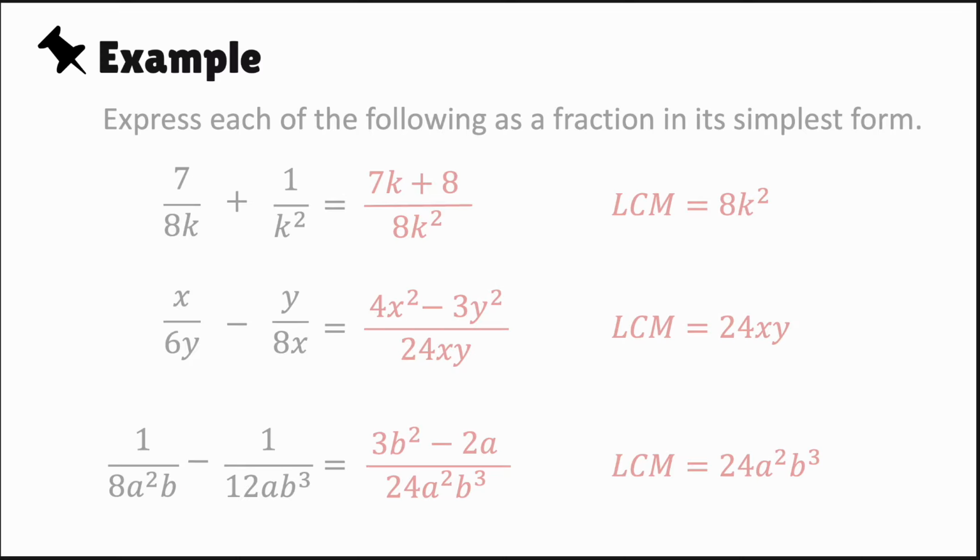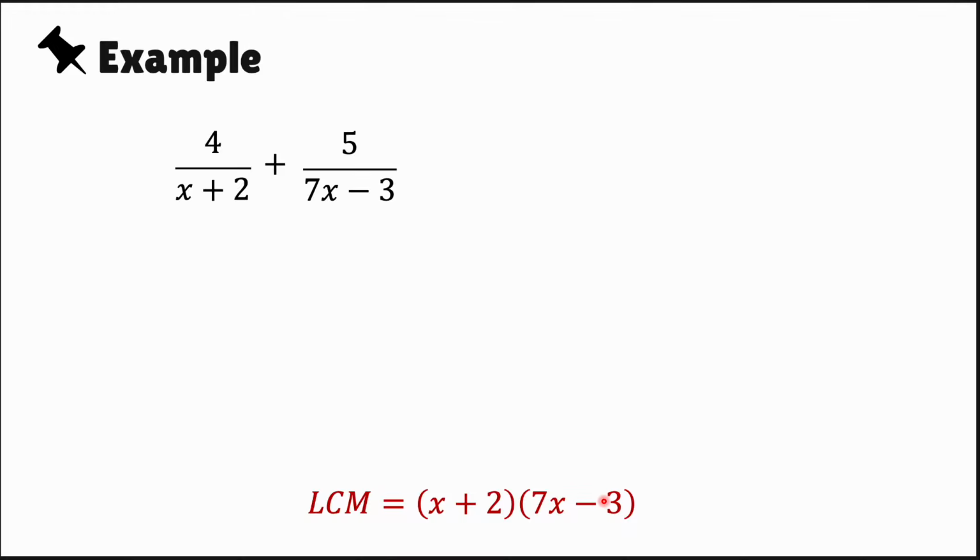Okay, so now let's have a little bit of a different example. Let's say I have 4 over x plus 2 plus 5 over 7x minus 3. In cases like this, we cannot factorize anymore. Therefore, we just need to multiply these two denominators, and that's our LCM. And don't expand them, okay? Because maybe we can cancel something out. Let's try. So whatever your LCM, that's your denominator.